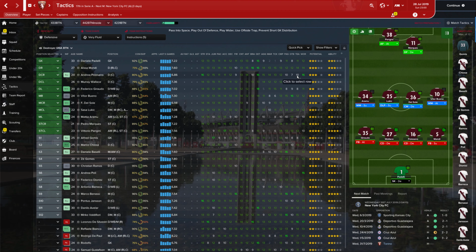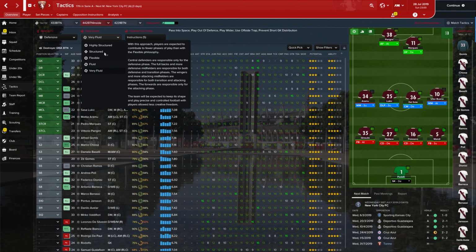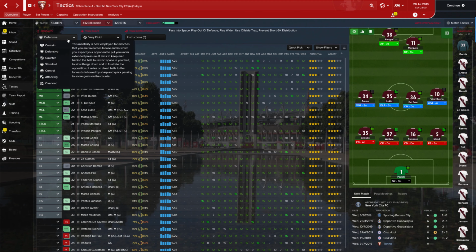Alright, so the best way for me to explain to you guys is really simple. Just think of mentality as a sliding scale between contain and overload. That's easy. So when you look at highly structured, your team could be on defensive. It's very likely that maybe one or two players could be on contain, and some players could be on counter, and your attacking duties might be on standard. But when you move through shape, you move to different shapes, then your distinctions become narrower.